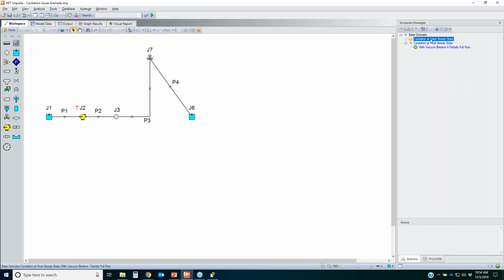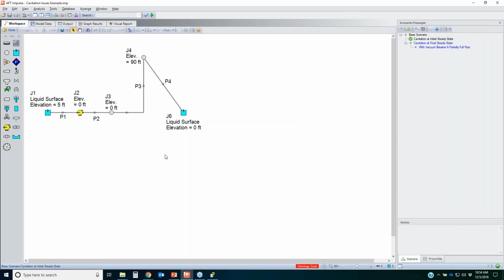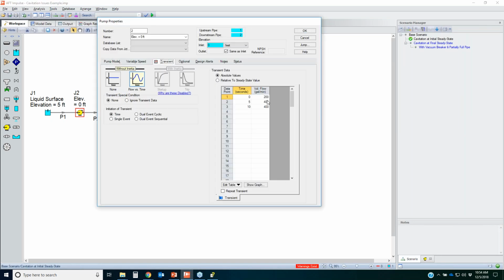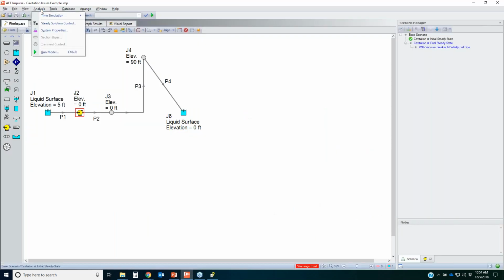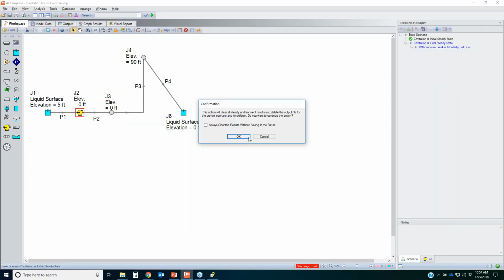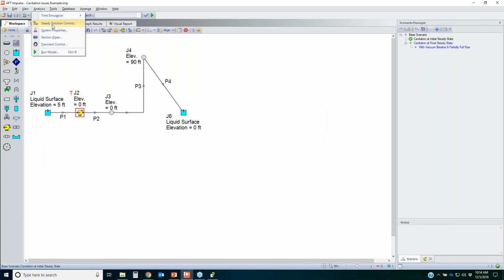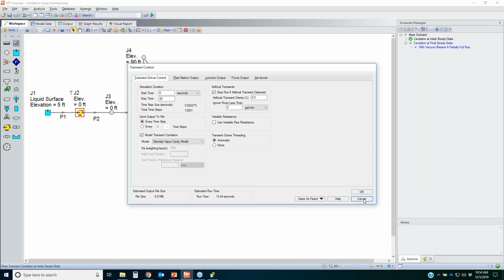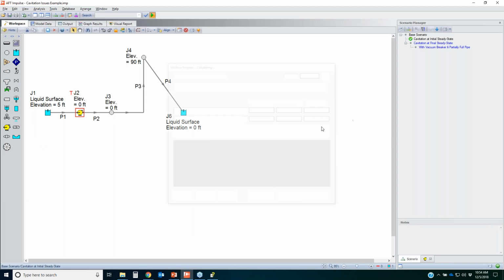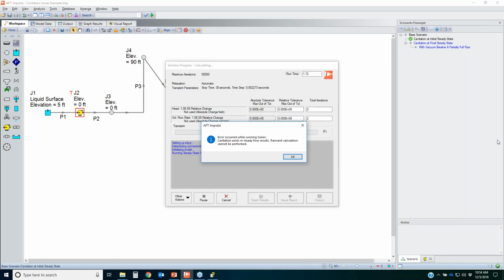Okay. So here's my model with the initial steady state. And as you can see, for the transients, I'm going from 200 gallons per minute to 400 gallons per minute. I am doing a transient simulation here, so when I turn on the transient mode, I'm going to try and run my model in 30 seconds. And when you run your model, immediately it's going to throw up this message.